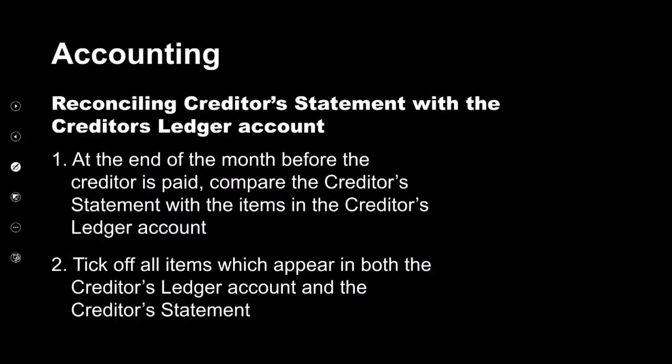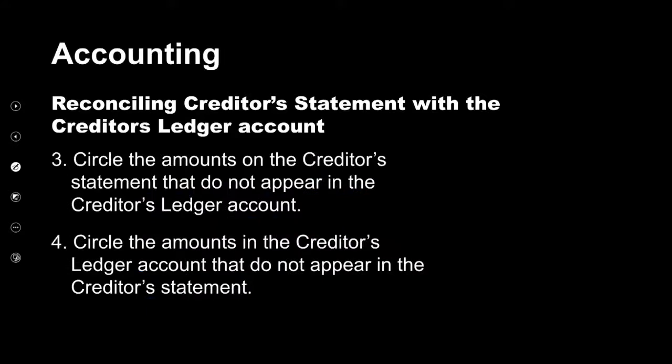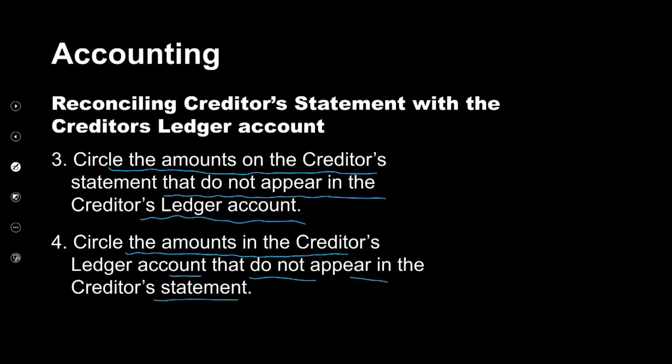Okay, so what's the process? At the end of the month, before the creditor is paid, we compare the creditor's statement with the items in the creditor's ledger account. What do we do? We tick off all items which appear in both the creditor's ledger as well as the creditor's statement, right? This is just the procedure for reconciliation. Then we circle the amounts on the creditor's statement that do not appear in the creditor's ledger account. Then you circle the amounts in the creditor's ledger that do not appear in the creditor's statement.